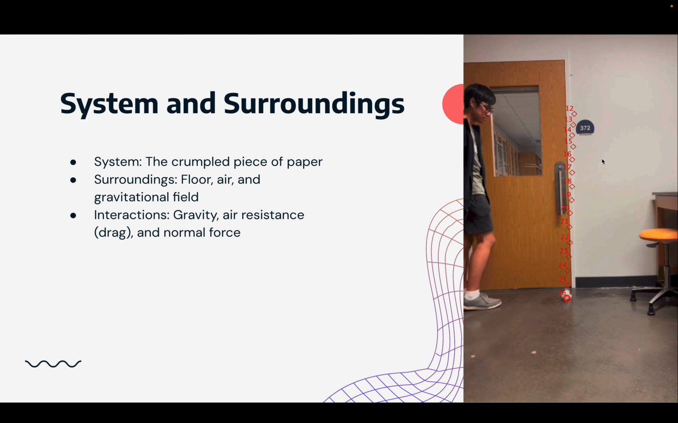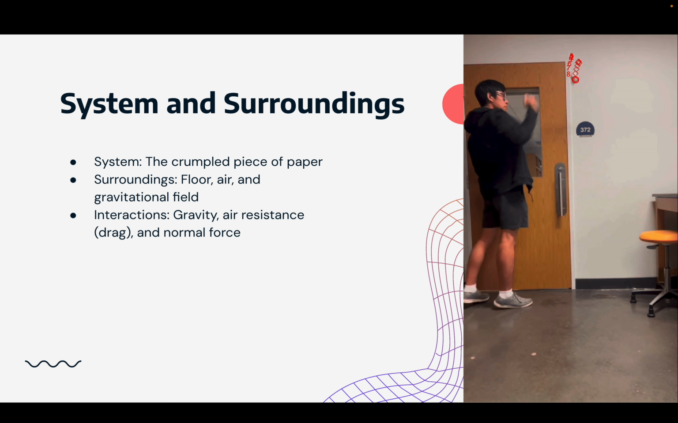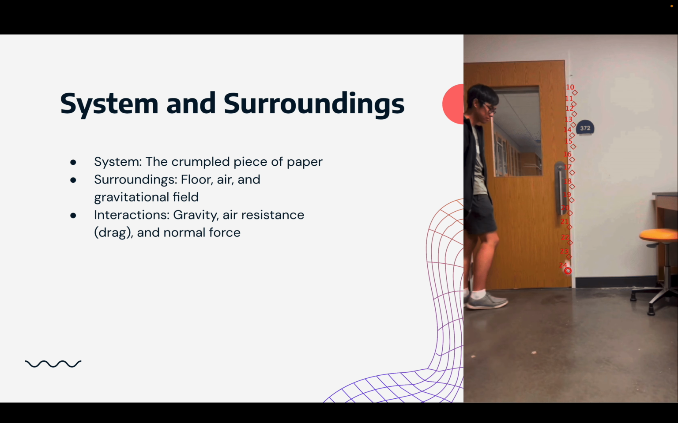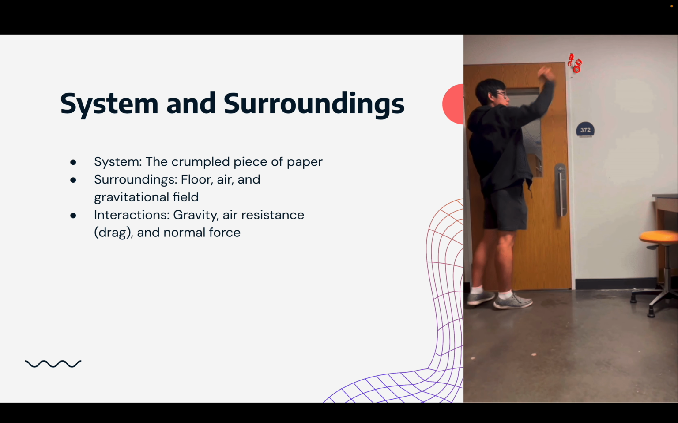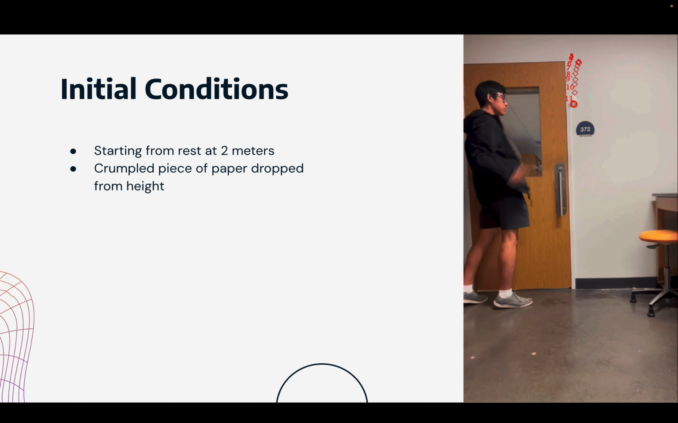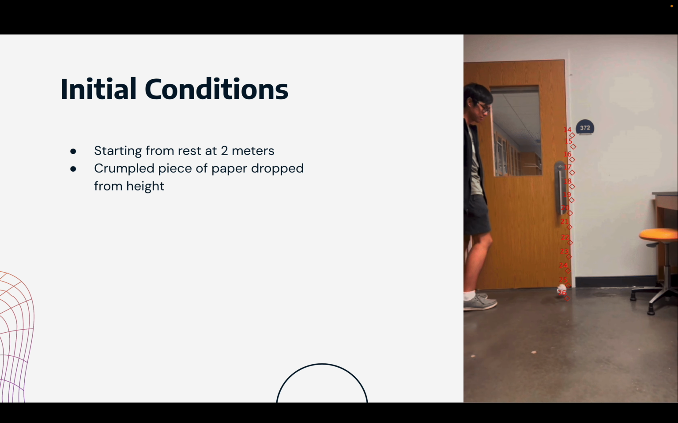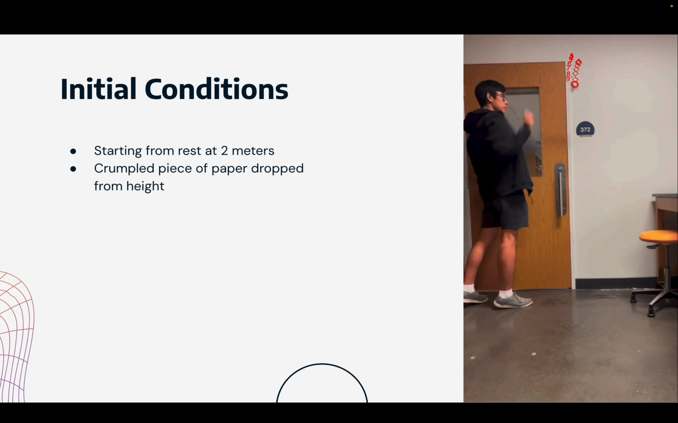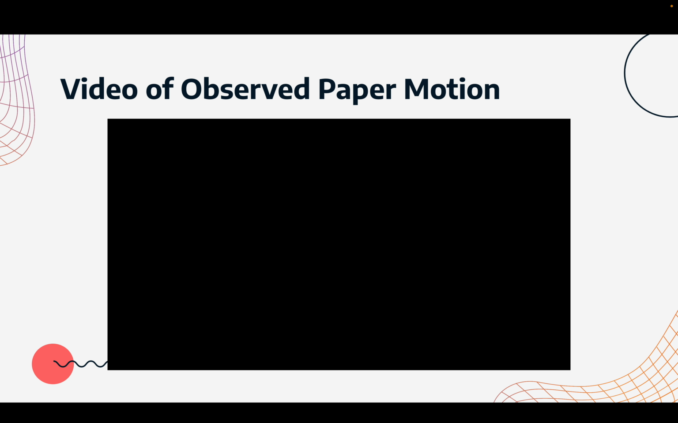So our system is the crumpled piece of paper. The surroundings are the floor, the air, and the gravitational field exerted by the Earth, and our interactions are gravity, air resistance, or drag, and normal force. The initial conditions are that we start from rest at 2 meters high, and the crumpled piece of paper is dropped from this height.